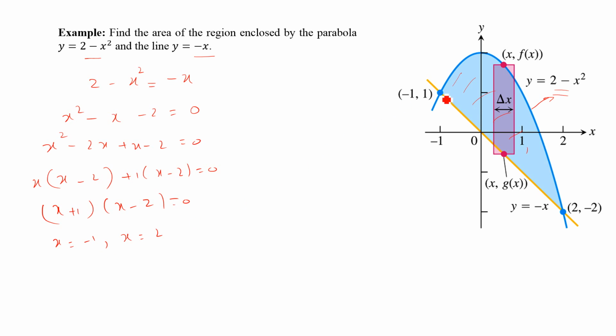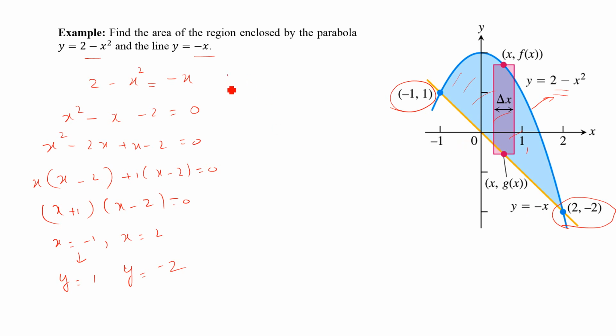Now in order to find the corresponding heights, we have to plug these values of x into any of the functions. So when x is equal to minus 1, y is equal to minus x, so y is equal to 1. So this is the point minus 1, 1. And when x is equal to 2, y is equal to minus x, that is y is equal to minus 2. So this is the point with height minus 2. So these are the points of intersection.